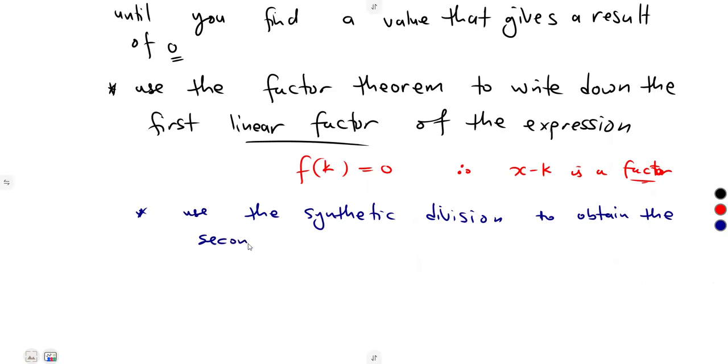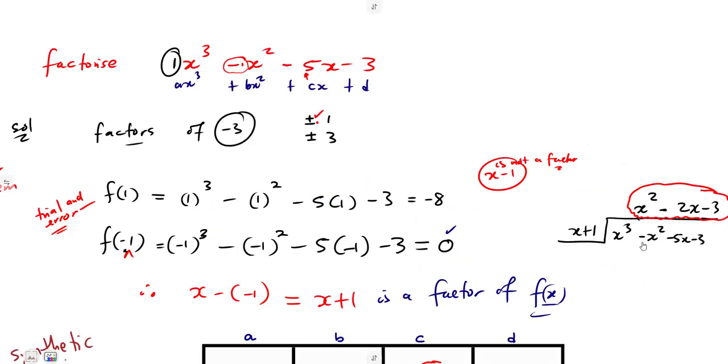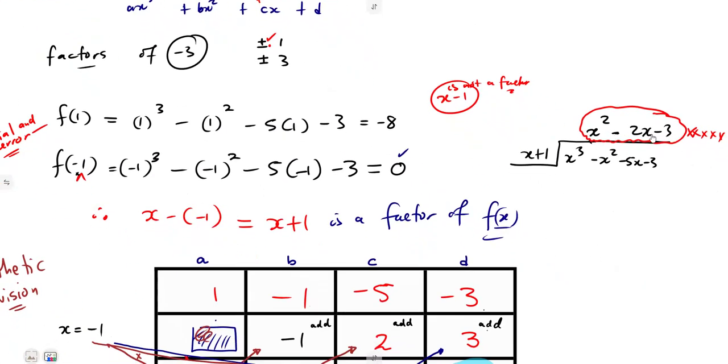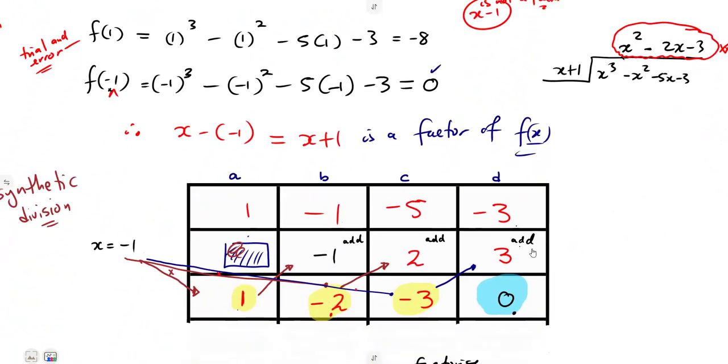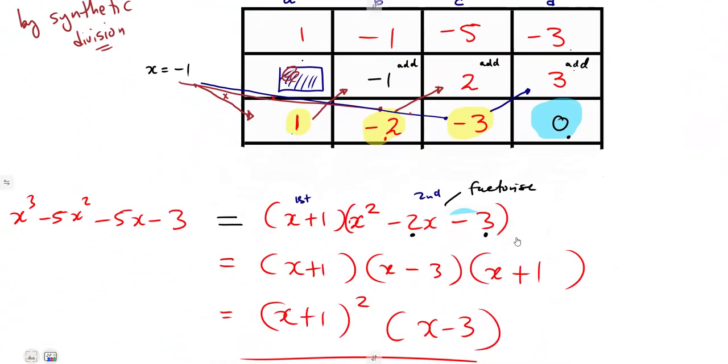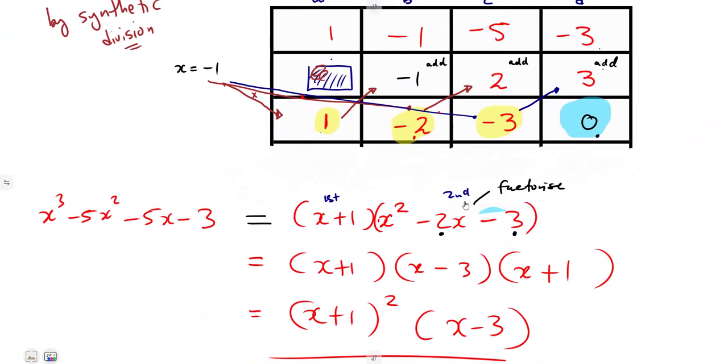Remember, we've got the first factor, and this second factor is a quadratic expression. It is not a linear one. From that synthetic division, we are going to obtain a quadratic, just like what we had in our long division. A quadratic expression, which is our second factor.